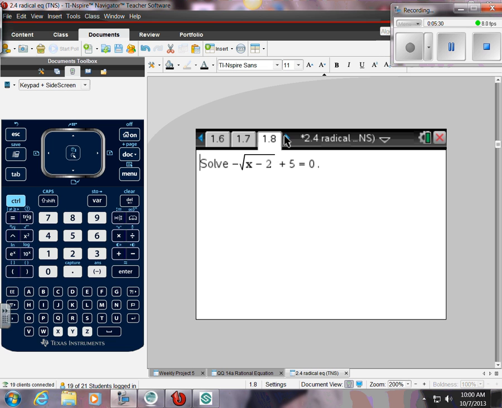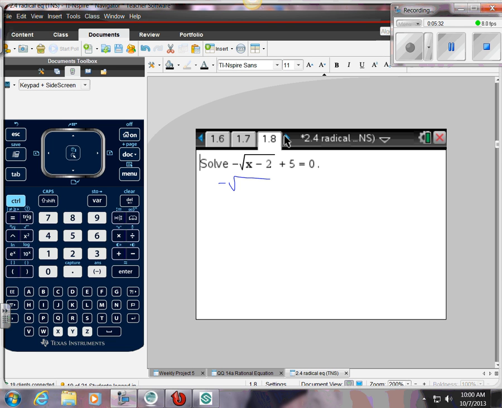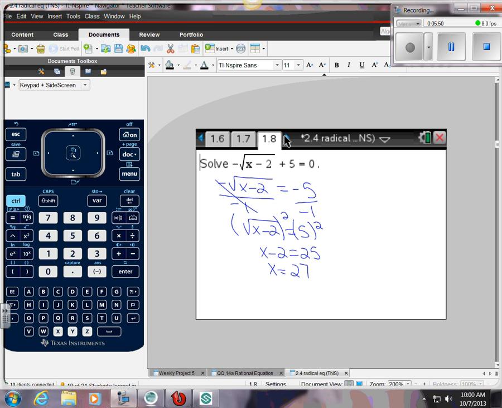First step. Subtract the 5. Second step. Good. Divide by -1. Third step. Fourth step. How many of you got that? Fifth step.